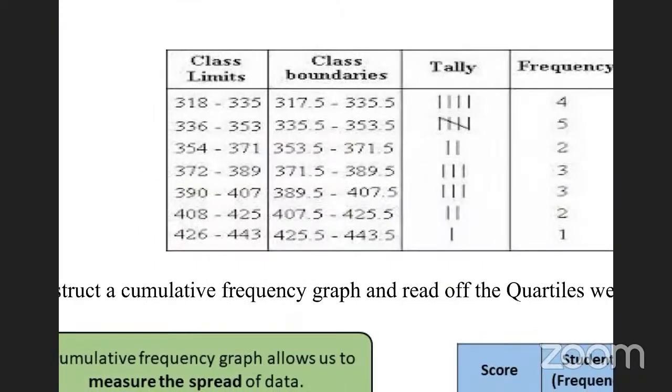So we need to learn about class boundaries. If I give you 318 to 335, how do I get the boundaries? Real simple. The boundary for 318, you're looking for the smallest value that will give you 318, and the answer is 317.5. For 335, you're looking for the largest value that will give you 335, that'll be 335.5.